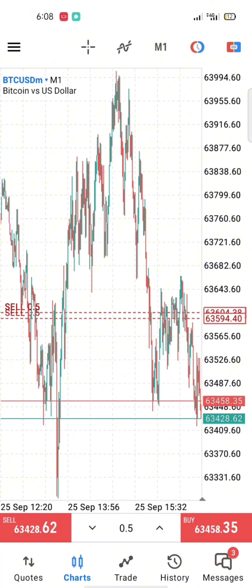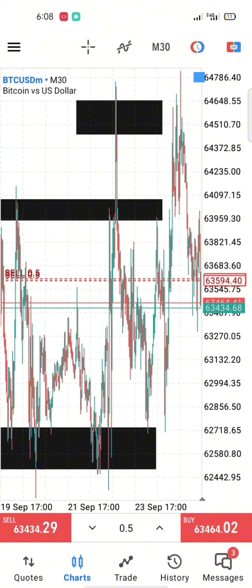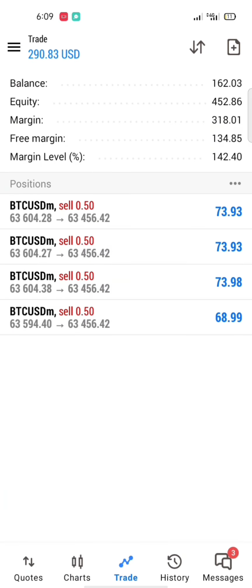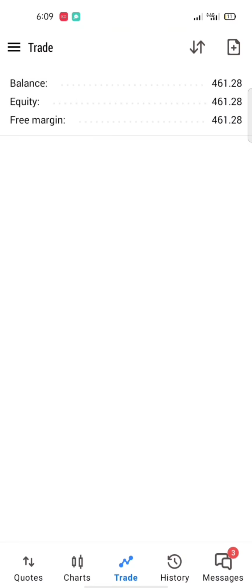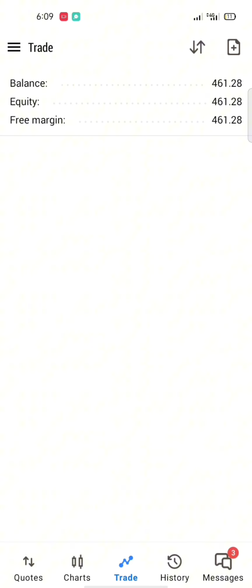From this point, the trade has aligned to a very key zone. They respected this point. So I'll be closing our trades in profit, closing up positions, and currently we're up $461.28. This is from a $6 account.